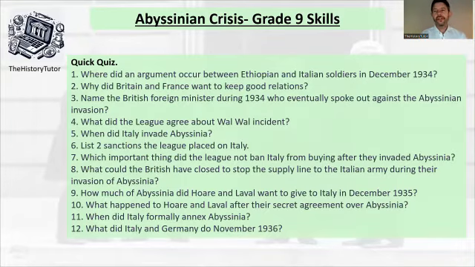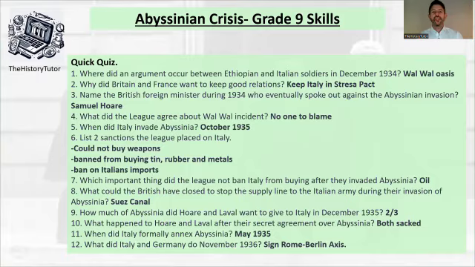So let's go through the answers then. So where did an argument occur between Ethiopian and Italian soldiers in December 1934? At the Wawa Oasis, not to be confused, of course, with the Mukden incident, because that would be the Manchurian crisis, of course. Why did Britain and France want to keep good relations? Well, they wanted to keep Italy in the Stresa Pact. This is a quite important little side event we need to be aware of here, and it will help you if you're doing like writing account questions on this.